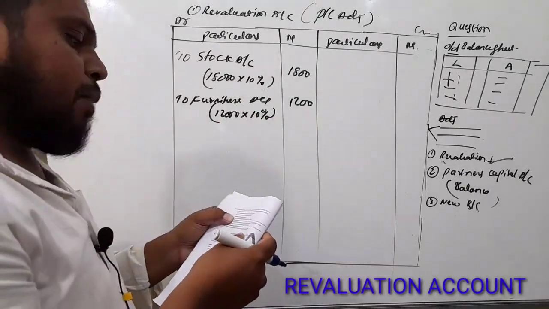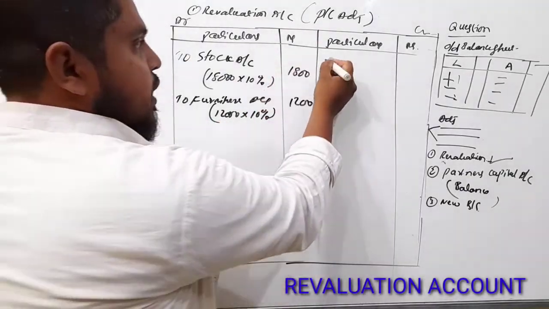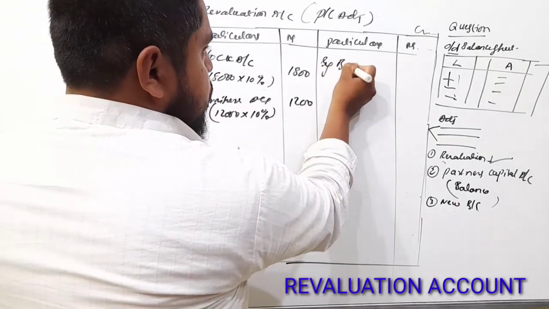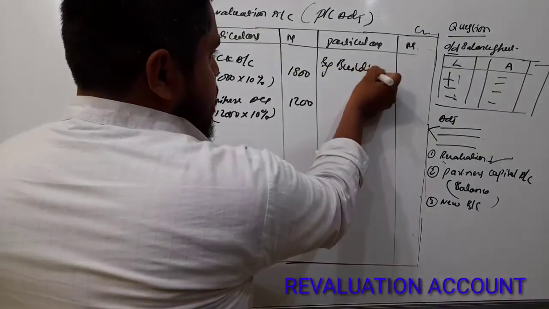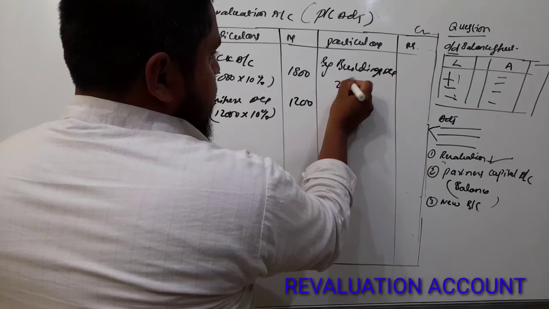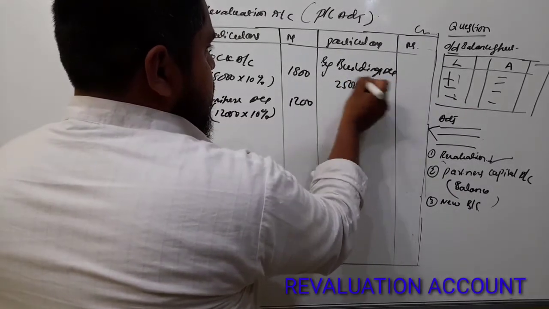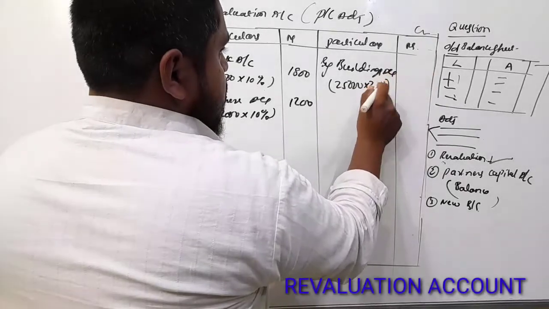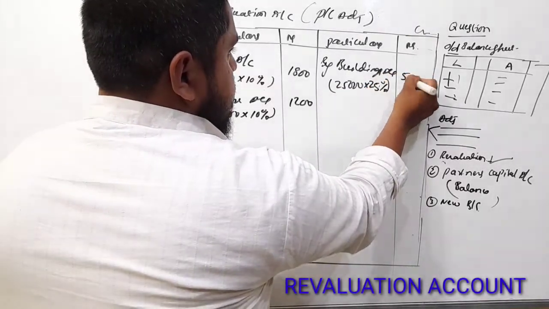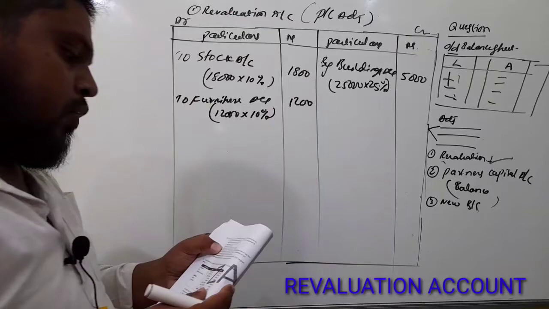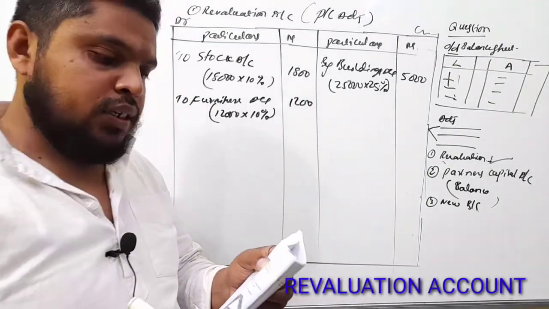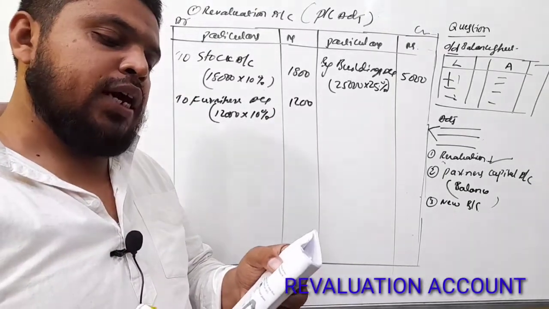So, building appreciated by 25%. It is an income by buildings account. 25,000 into 25%. 5,000. So make a provision for doubtful debts at 5% on debtors.